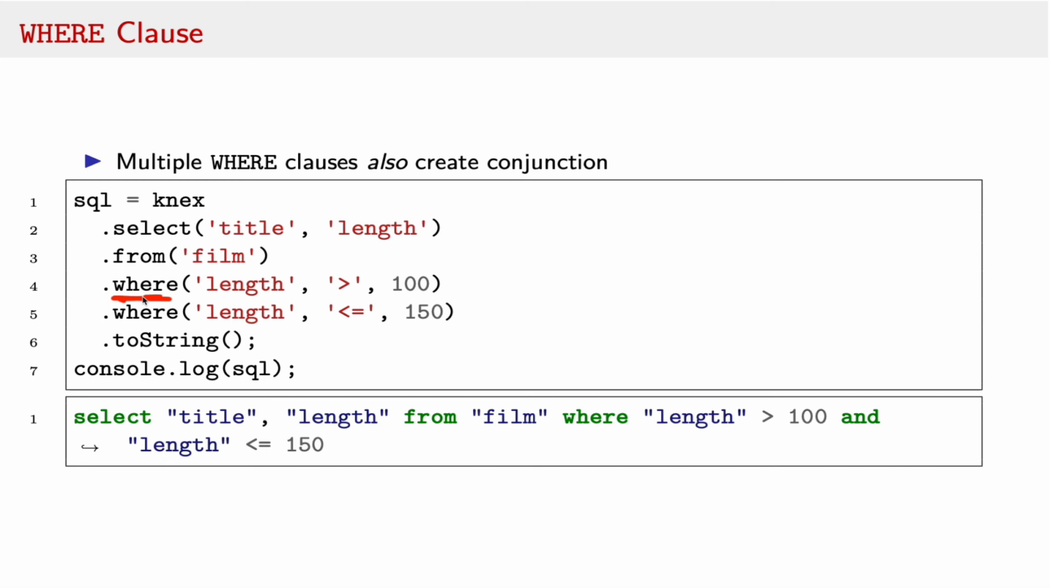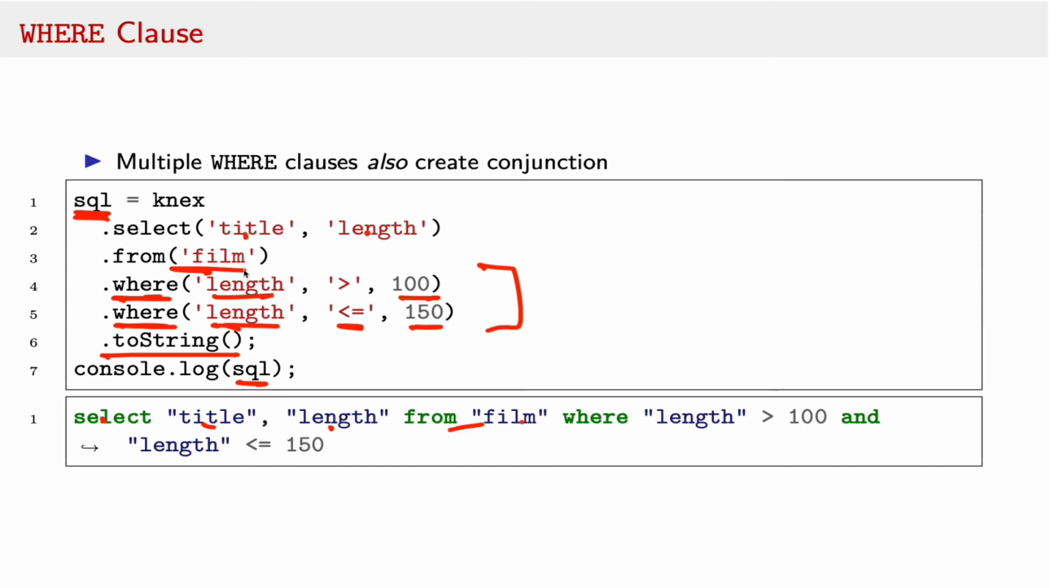So here we're saying I want to get the title and length from the film table where the length is greater than 100. And then I add another where clause that says I also want to constrain this to have length less than or equal to 150. And notice here, just so that we can see how this cashes out in terms of the SQL query, I'm calling toString to store the string value of that SQL query, and then logging it out to the console. So you can see here we've got select title and length, right? That's what's coming from here.